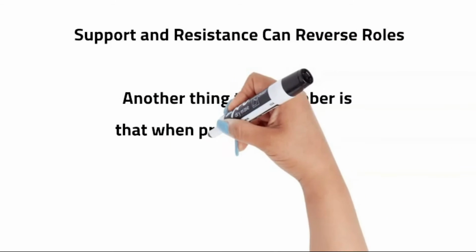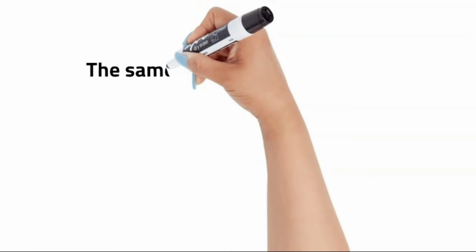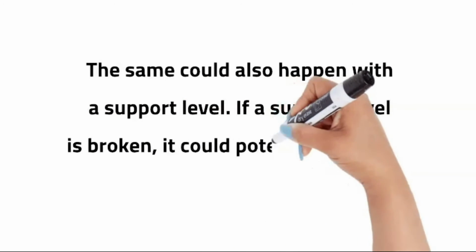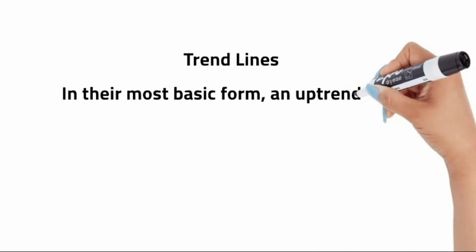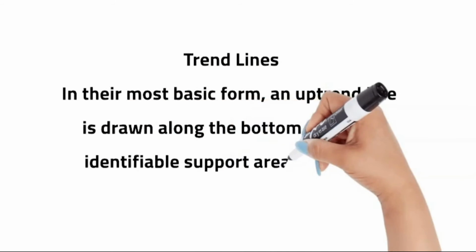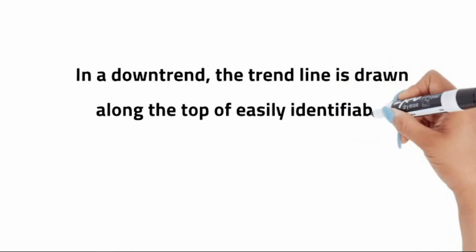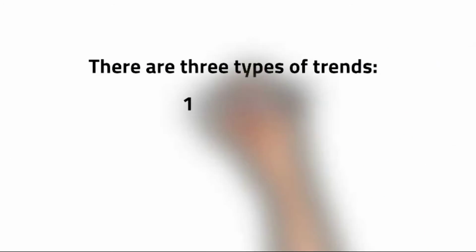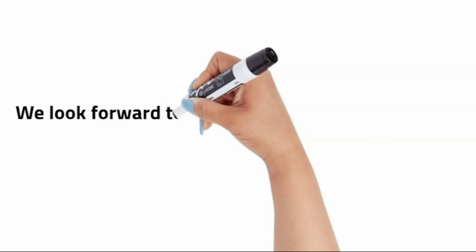Another thing to remember is that when price breaks through a resistance level, that resistance could potentially become support. The same could also happen with a support level. If a support level is broken, it could potentially become a resistance level. Trend lines in their most basic form, an uptrend line is drawn along the bottom of easily identifiable support areas, valleys. In a downtrend, the trend line is drawn along the top of easily identifiable resistance areas, peaks. There are 3 types of trends. 1. Uptrend. 2. Downtrend. 3. Sideways or trendless.